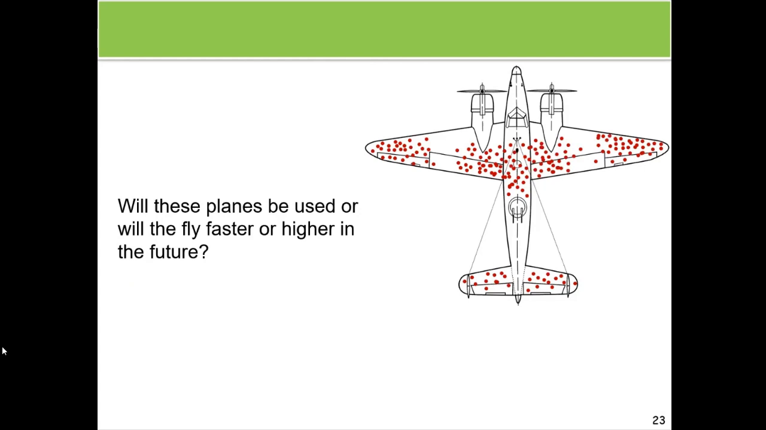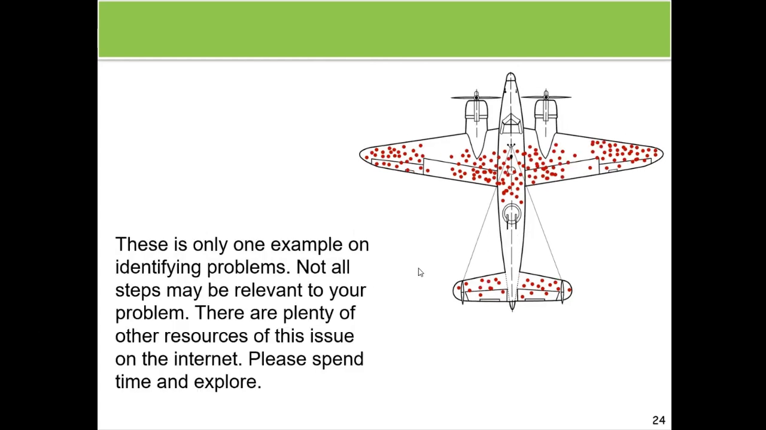Again, these are the kinds of questions that you can ask. This is only one example of problem identification. We went through the 6 steps, but that doesn't mean you have to go through all of them. Maybe for your invention, one of the steps may not be as relevant as the other steps.